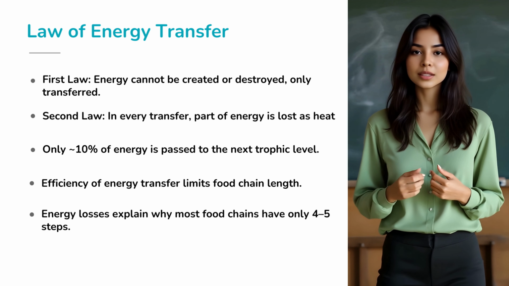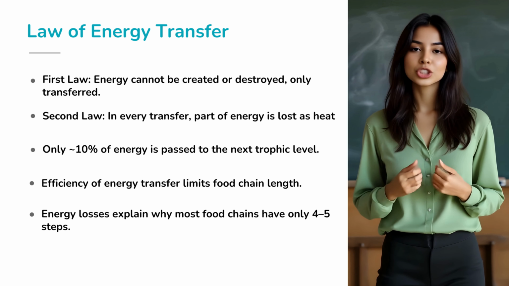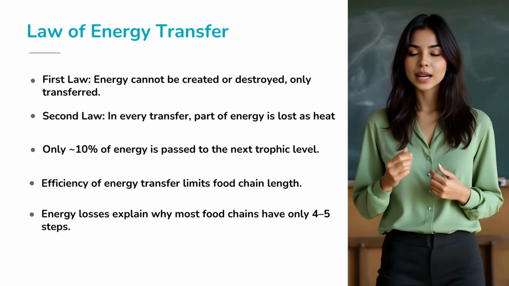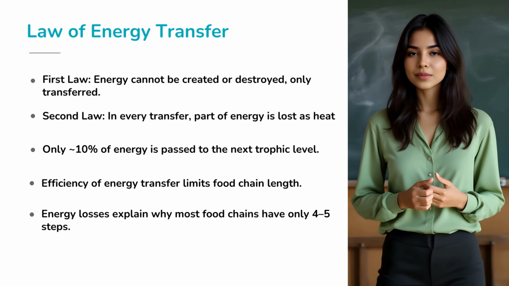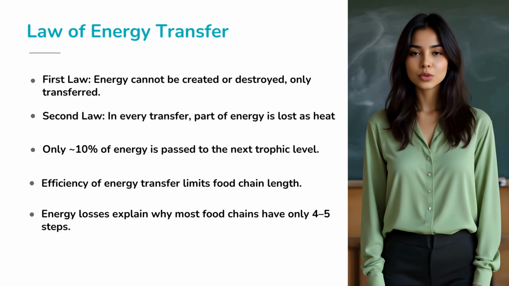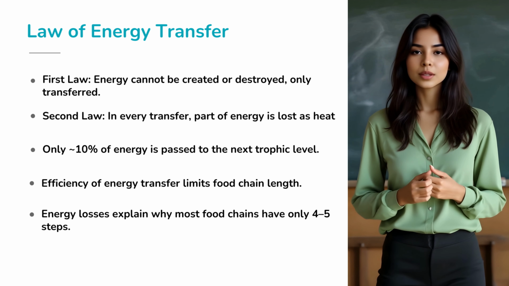We can calculate this efficiency using the formula: efficiency equals energy at the next level divided by energy at the previous level, multiplied by 100. This explains why food chains are short, usually only 4 or 5 steps long.